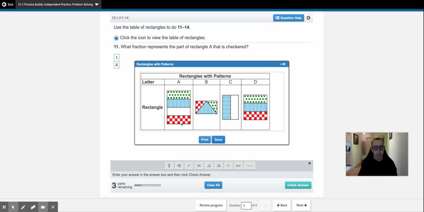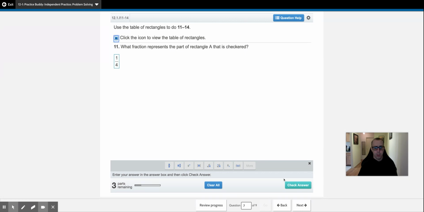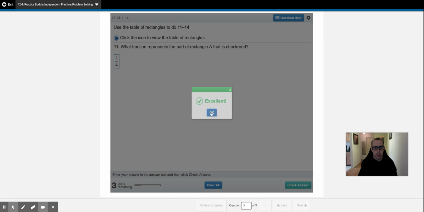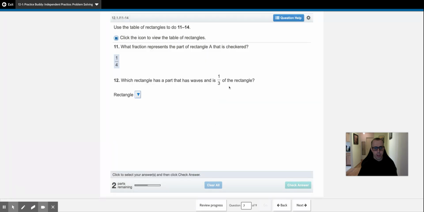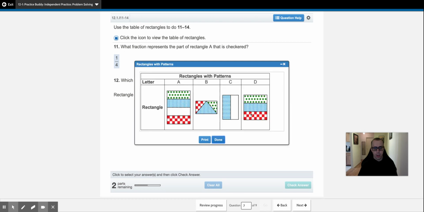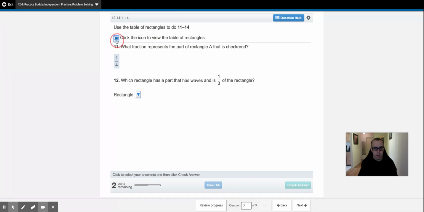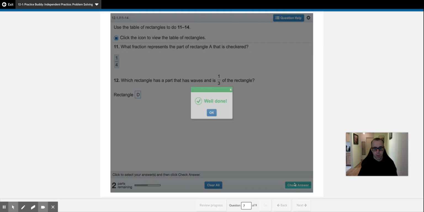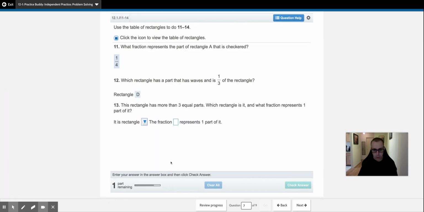A common mistake, some kids might do 1/3. They'll go 1 out of 1, 2, 3. No, you have to include that one. Check that answer. Excellent. Which rectangle has a part that has waves and is 1/3? Same icon. Waves that are 1/3. Okay, here it is. Wavy out of 3. 1 out of 3. That was rectangle D. Always check your answer for this assignment.